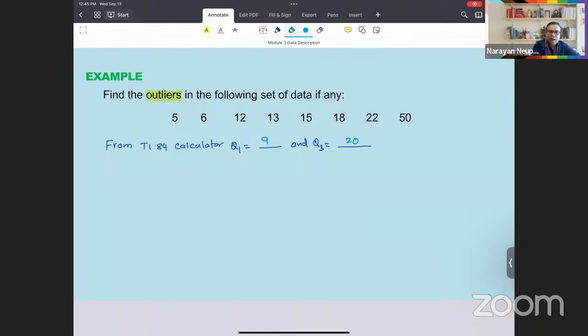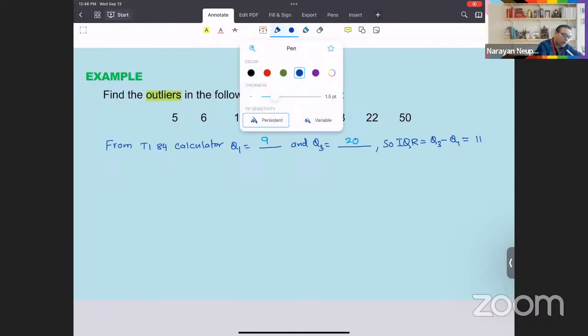So now, once we have Q1 and Q3, we can find IQR. How do we find IQR? It is Q3 minus Q1. That means 20 minus 9. That is equal to how much? 11, right? Q3 minus Q1, meaning 20 minus 9, that is 11. So now let's find the lower boundary for the outlier.